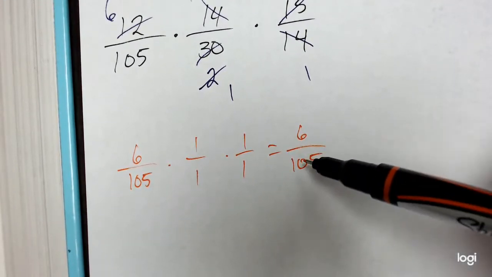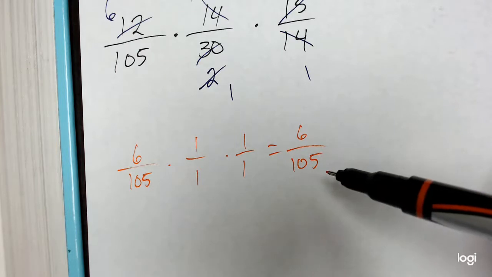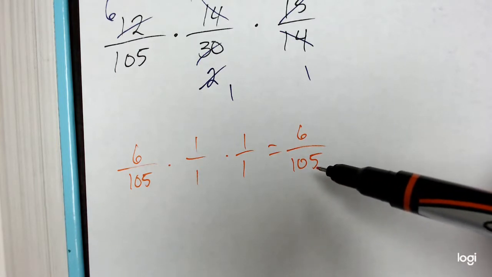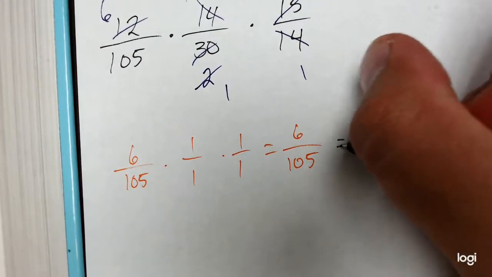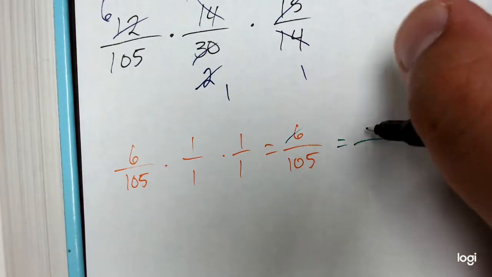Well, I know by divisibility rules that 1 plus 0 plus 5 is equal to 6, so 105 is divisible by 3, and I know that 6 is divisible by 3, so this can be reduced. I know 6, if you go 3 into 6, you get 2.